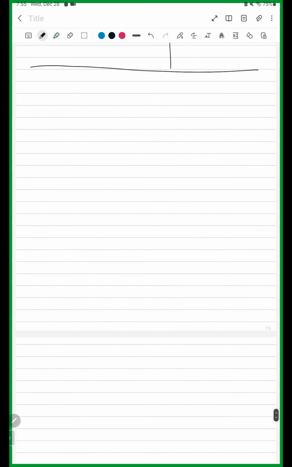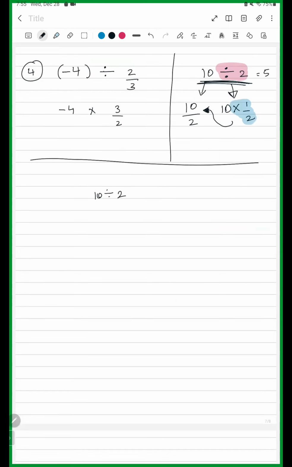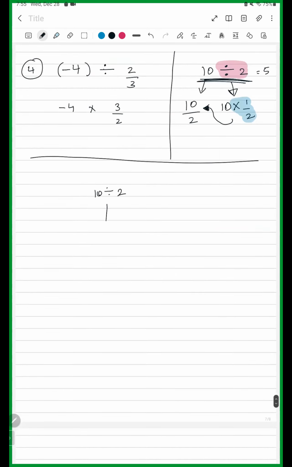See, you have 10 divided by 2, right? Isko hum kaise likhte hain? Agar aapse koi bole 10 divided by 2, you will write it like this, yes or no? If someone asks you to write 10 divided by 2, you can either write it like this or you can write it like this. It's the same thing. It's equal.